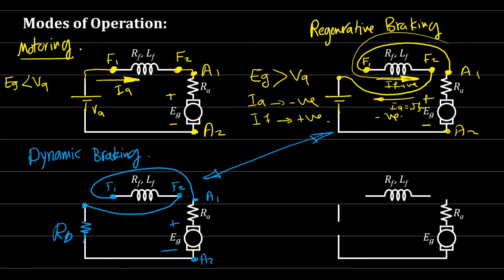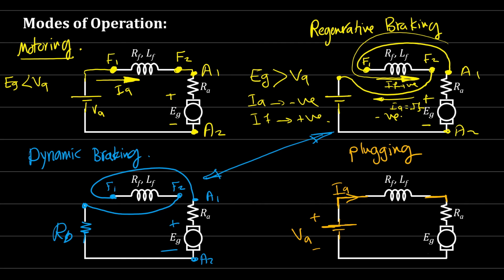The last mode of operation that we can explain here is what we call plugging. Plugging is a type of braking. So the connection will be like this. So this is VA plus minus VA. This will be connected in this direction. Okay, so IA will be like this. This will be connected here.